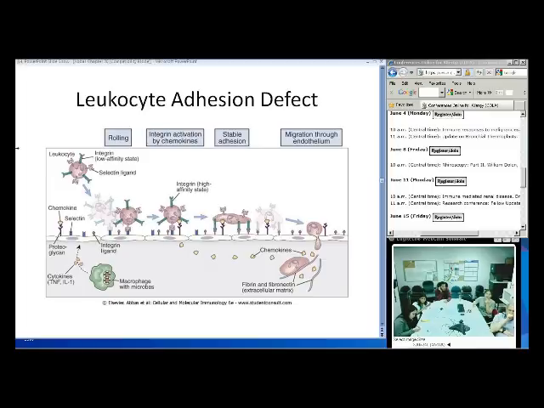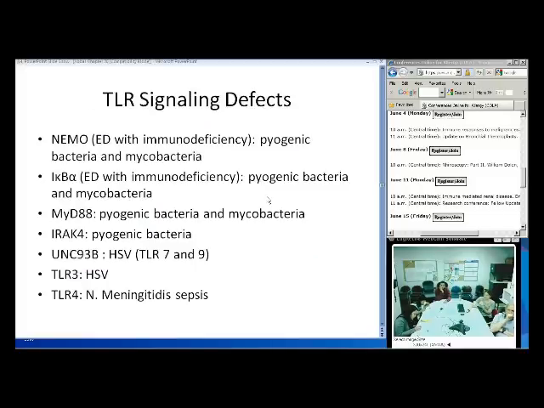So the leukocytes aren't able to slow down. So they're actually, near the site of infection, not going to even slow down. They're just going to zip on by. And they're not going to be able to get to the site of infection. There's also LAD type 3 in the literature. There's actually a couple different defects that are sort of lumped into an LAD type 3 defect, but a similar phenotype.